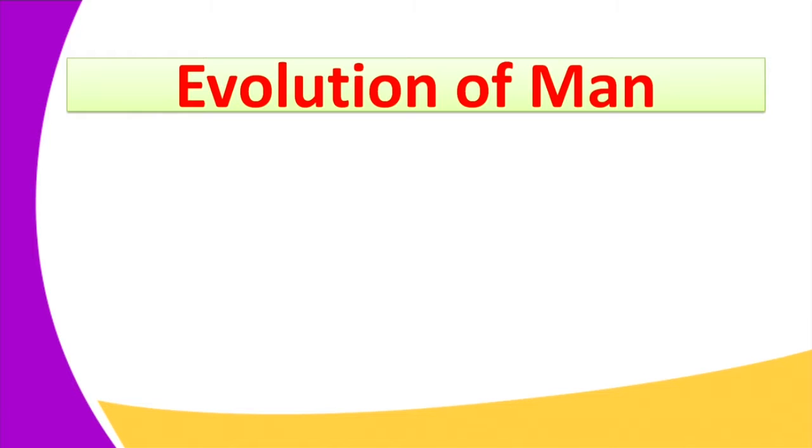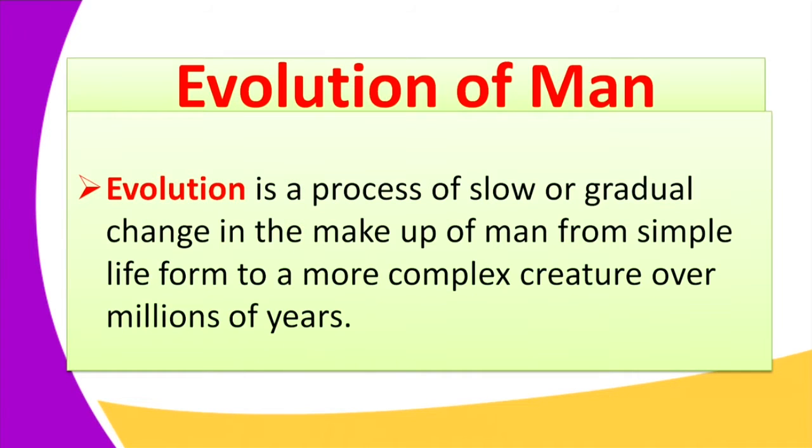We start by defining the term evolution, even before we take you through the evolution of man. So what is evolution? Evolution refers to a process of slow or gradual change in the makeup of man from a simple life form to a more complex form over millions of years.